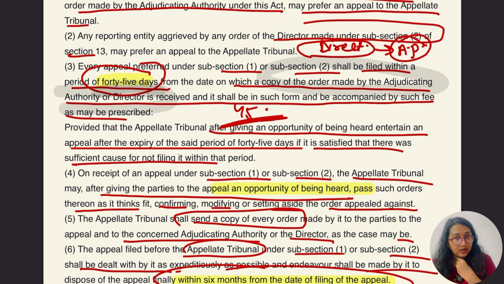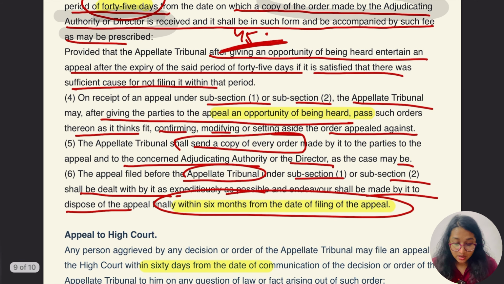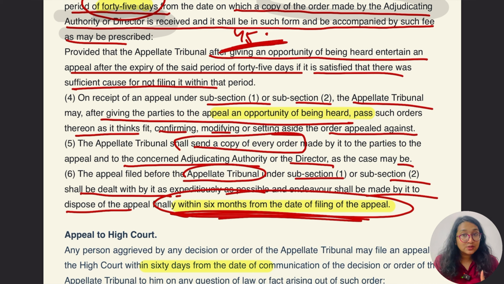Let's go to the next point: is there any opportunity of being heard given? Yes. Before finalizing the order, the appellate tribunal is going to give the opportunity, either to the director, in case the appeal was filed by the director, or to the accused person. Okay, hope this point was clear. And within what time limit is the disposal of the appeal to be made? Within 6 months from the date of filing of the appeal. The appeal is to be disposed of.